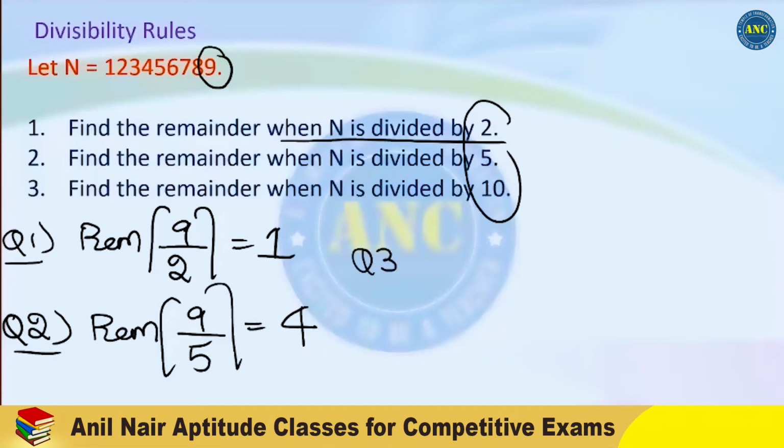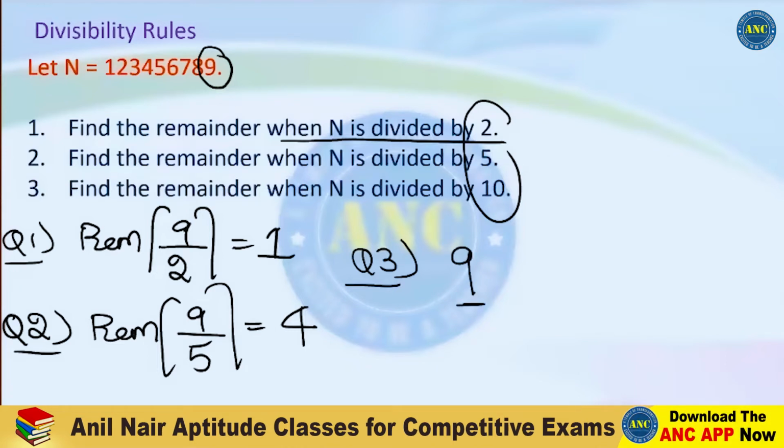Question 3. Find the remainder when a number is divided by 10. 10 means the unit digit has to be 0, but it is 9. So the answer is 9. If it is 0, the answer will be 0. If it is anything other than 0, that will be the unit digit. In this first question, we discussed two important concepts: the divisibility rule for 2 and for 5, and how to combine both to get the rule for 10.